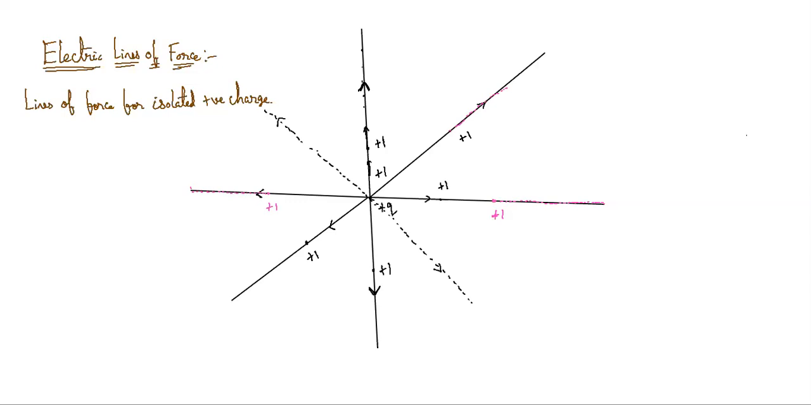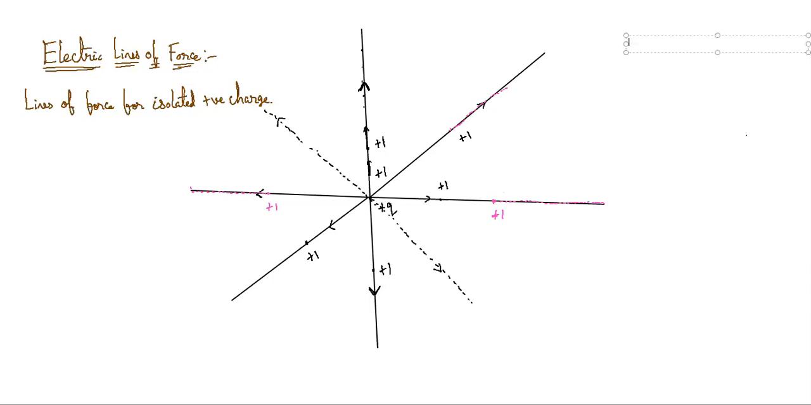Is this clear to everyone? Sir, can you repeat the last line you said? I said that basically if I place this charge anywhere, this line represents the path along which this charge will move. Yes, I'll just write this down.